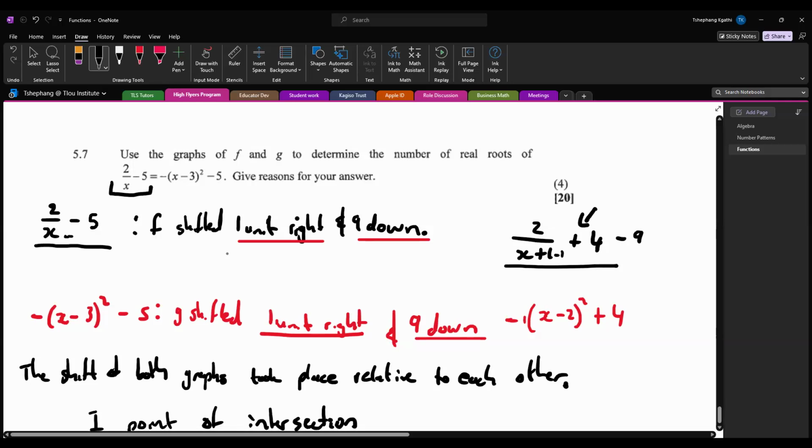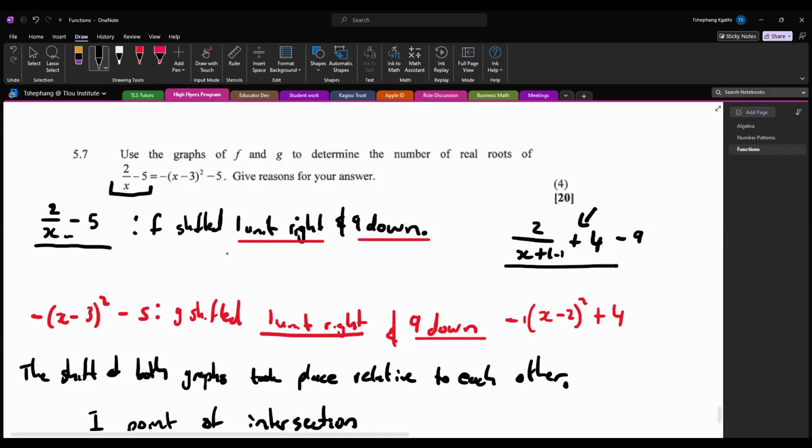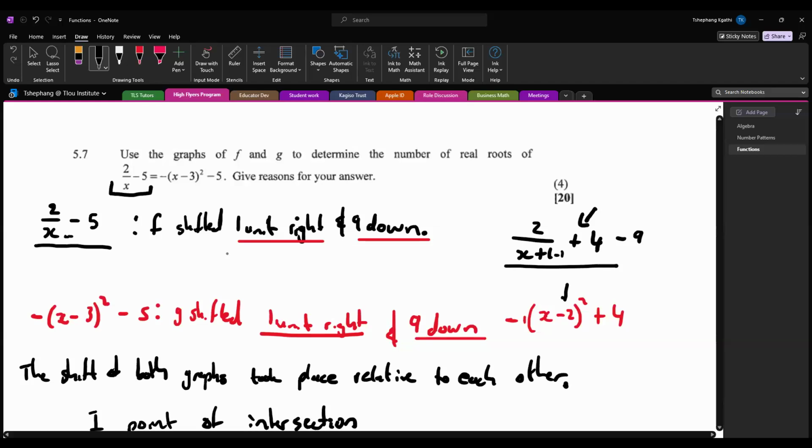Okay, that's how we got 1 unit to the right, 1 unit to the right, and 9 units down. Then I looked at my parabola. The one they gave me was minus 1 into x minus 3 whole squared minus 5. And the original one that I had was minus 1 into x minus 2 squared plus 4. So what happened? I had a minus 2 and a minus 3. It means that I shifted it 1 unit to the right as well.